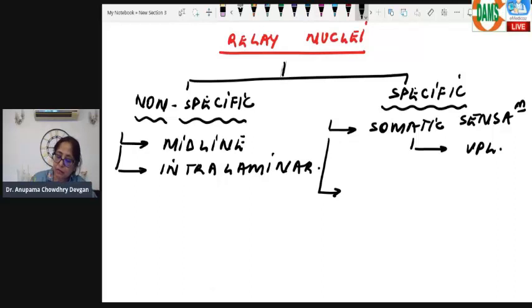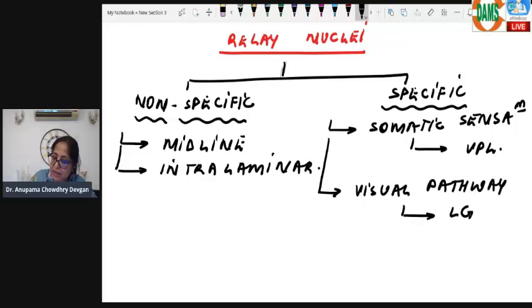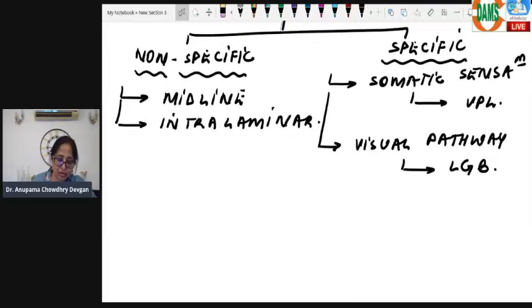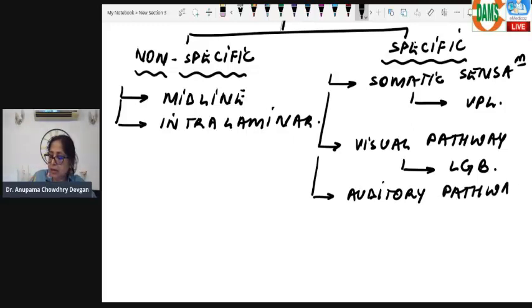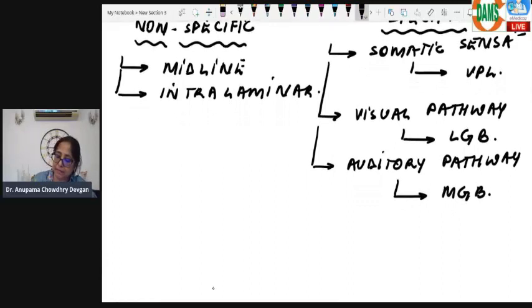Then number two, for the visual pathway. The nucleus which is important here for the visual pathway is LGB, lateral geniculate body. For the auditory pathway, it is the medial geniculate body.